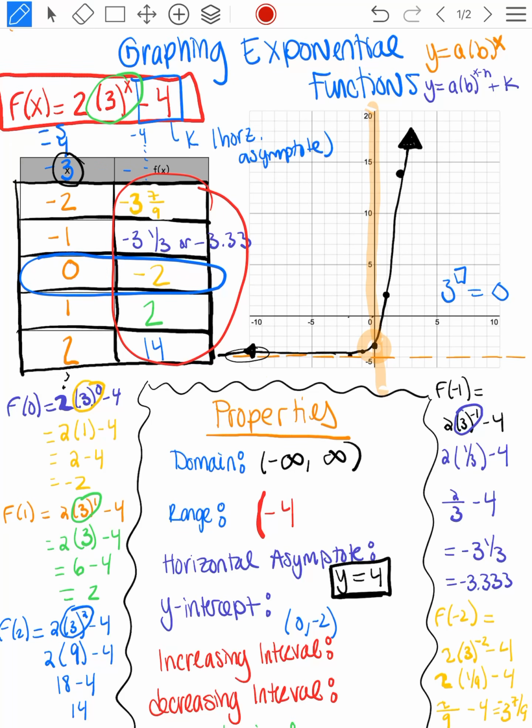-3.99999. So my lowest point is -4, and you can see that since the graph keeps going up, it's going to go towards infinity, right? If I kept putting in bigger numbers in for x, my y values would continue to get bigger.